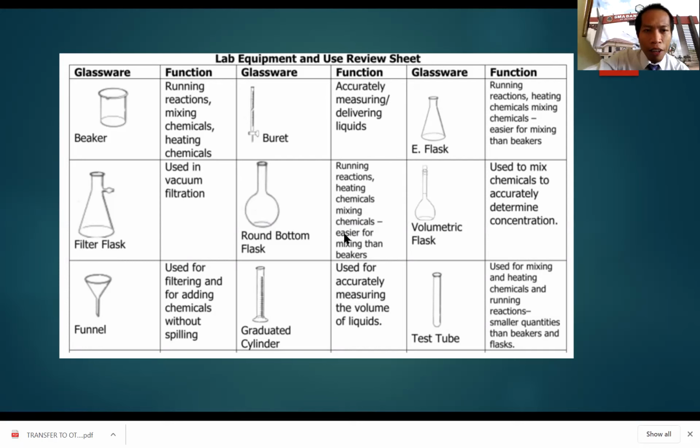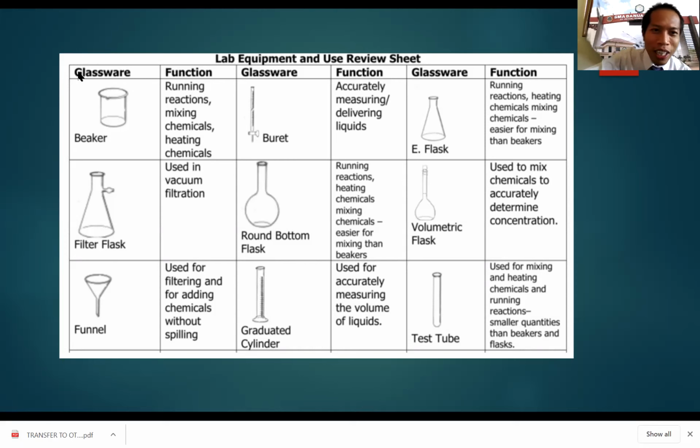And there is a difference between a beaker and a round bottom flask. In a round bottom flask, the mixing will be easier. Yeah. In here, the round bottom flask, if you want to mix the substance, it will be easier. The beaker is generally used for mixing substances that can only be mixed slowly. You make it slowly, yeah?